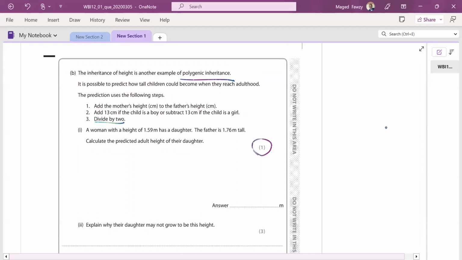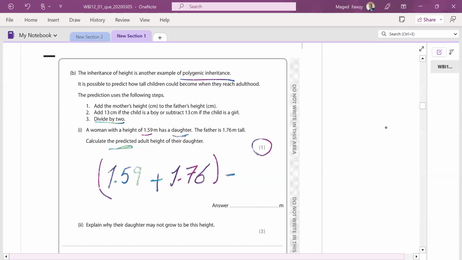A woman with a height of 1.59 has a daughter. The father is 1.76. He wants you to calculate the predicted adult height. يلا يا قرش. You will add what? الو 1.61 ماشي هنعمل 1.59 بس 1.56 الإجابة 1.61 ماينس 13 حاجه كده. Minus 13, minus فعلا يا محمد. The answer is 1.61. Okay.